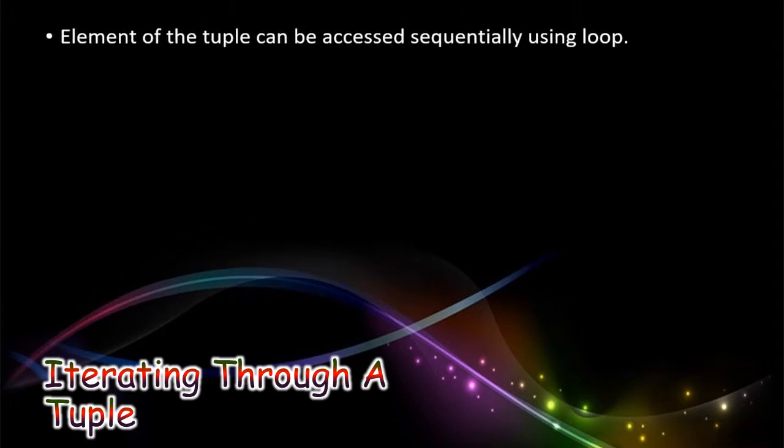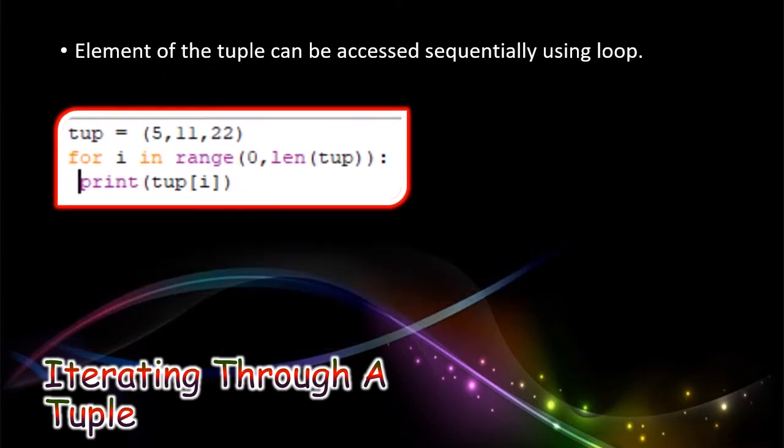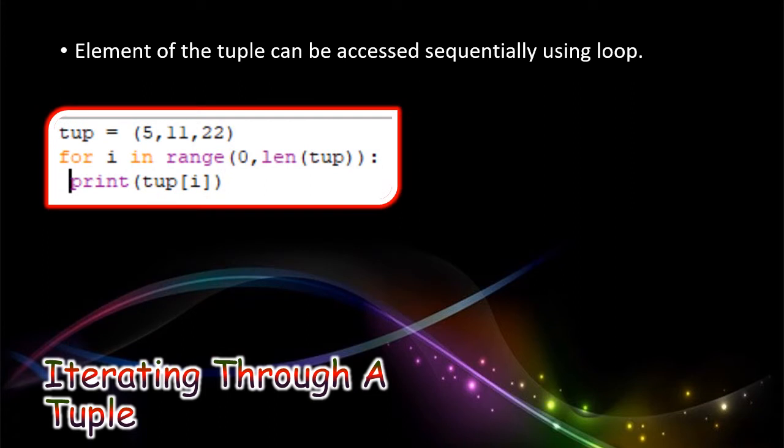And next, like a list, we can access the tuple elements in a for loop. So for the tuple 5, 11, 22, the length of the tuple is 3, and range 0 comma 3 means 0 to 2. One by one the value will be assigned to i and it will be printed.